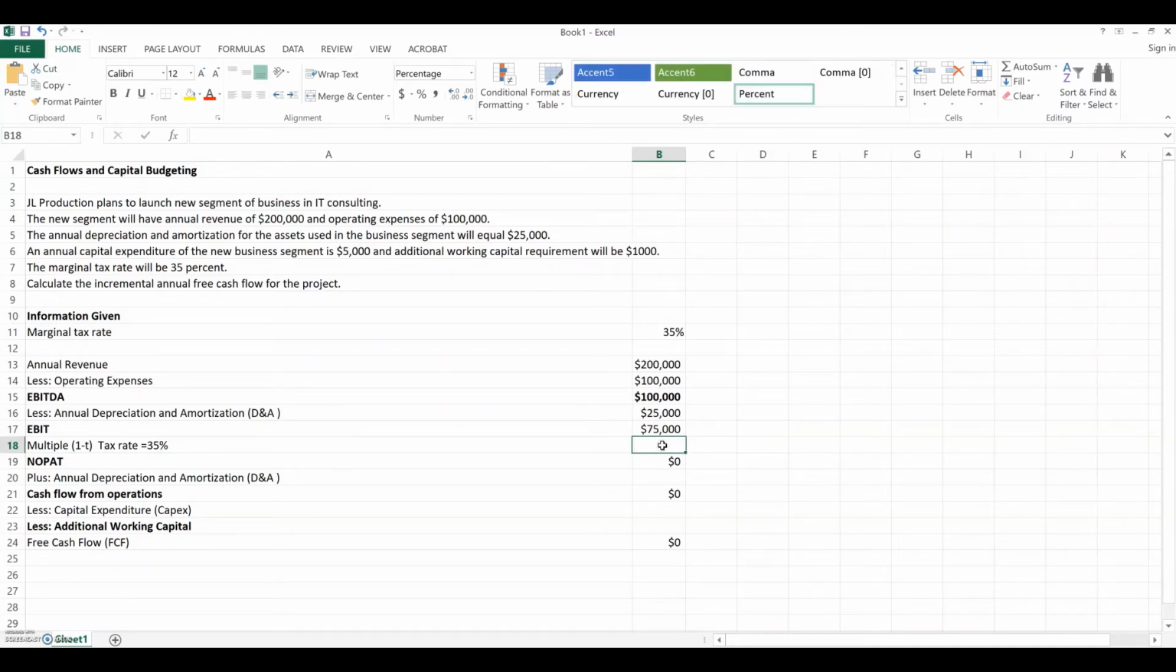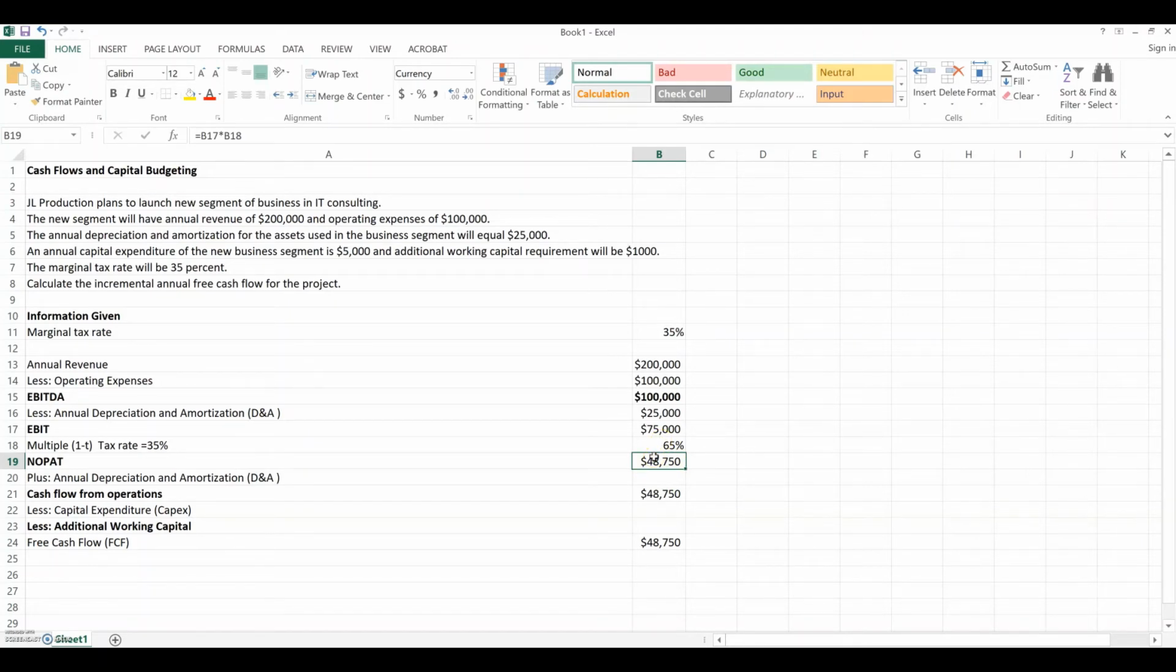So 1 minus T will be your 65%, right? 1 minus this much. Let me again equal to 1 minus 35%. Then for finding out the NOPAT, or net operating profit after tax, we have multiplied the earnings before interest and tax with 1 minus T, and that gives you the value of $48,750.